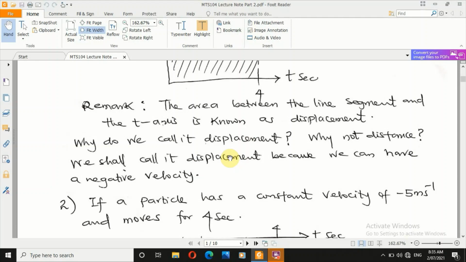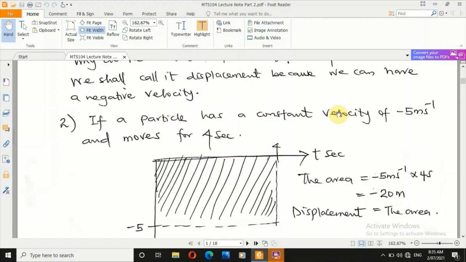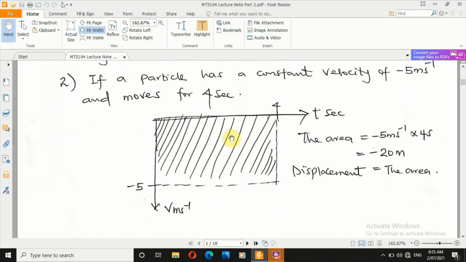We need to call it displacement. Now, if a particle has a constant velocity of minus 5 meters per second and moves for 4 seconds, look at this diagram now. You will remember that this is a Cartesian plane. This is a graph now. So here, if you have minus vertical here, then we have plus vertical here.